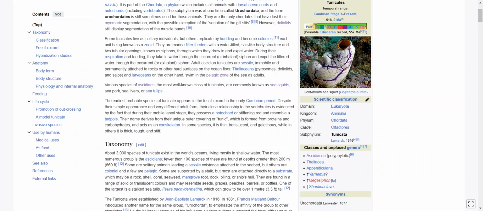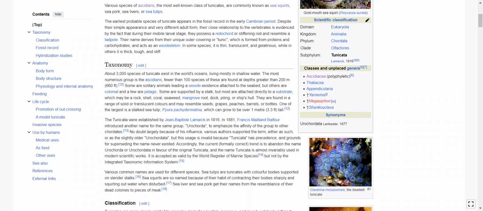The earliest probable species of tunicate appears in the fossil record in the early Cambrian period. Despite their simple appearance and very different adult form, their close relationship to the vertebrates is evidenced by the fact that during their mobile larval stage, they possess a notochord or stiffening rod and resemble a tadpole. Their name derives from their unique outer covering or tunic, which is formed from proteins and carbohydrates and acts as an exoskeleton. In some species, it is thin, translucent, and gelatinous, while in others, it is thick, tough, and stiff.